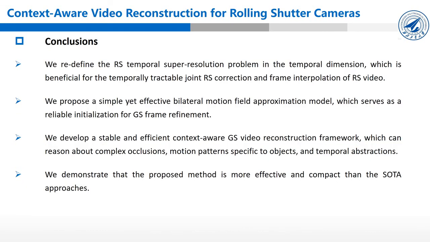In conclusion, we redefined the rolling shutter temporal super-resolution problem in the temporal dimension. Then, we proposed a simple yet effective bilateral motion field approximation model. We developed an efficient context-aware global shutter video reconstruction framework and achieved the best performance.